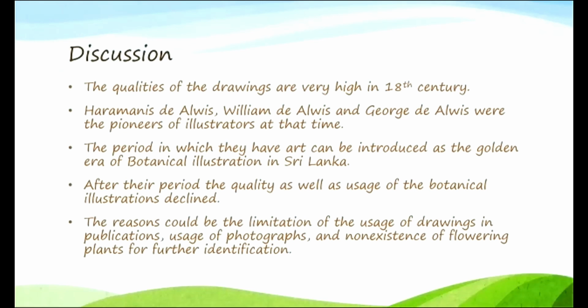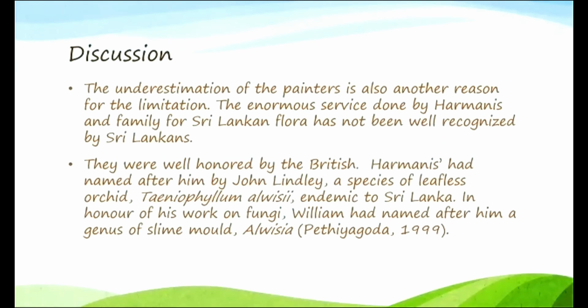Also, the reason could be the limited usage of drawings in publications. Now in almost all recent books, nature books, everything, we can see photographs rather than botanical illustrations. And the non-coexistence of color transfer for identification may also be a reason for the limitation. But we can pay attention to the other plant lineages, primitive lineages like ferns or mosses. They are very diverse, and we still haven't identified almost all species in our habitats.